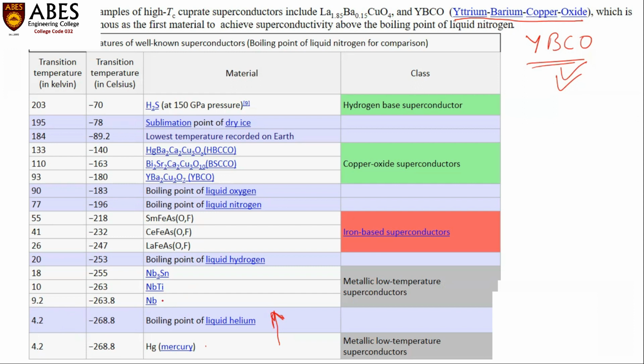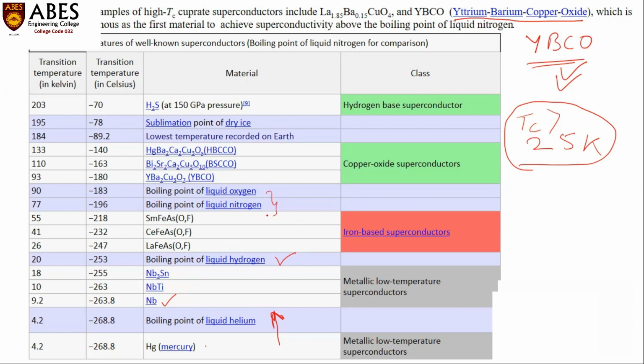Again, if you are using a simple pure element, niobium, it also has a value less than 10 Kelvin. So this is not the range for high temperature superconductors. In high temperature superconductors, we generally take elements having a transition temperature greater than 25 Kelvin. This is the range we have considered to study high temperature superconductors. Various alloys like niobium tin or niobium titanium also have a critical temperature less than 20 Kelvin. Liquid hydrogen also has its value at around 20 Kelvin.